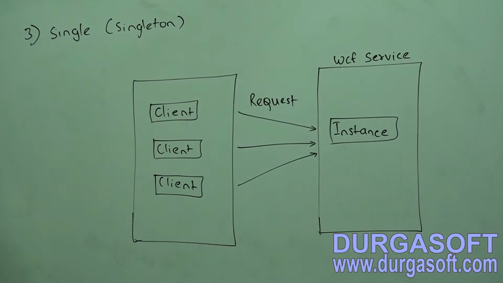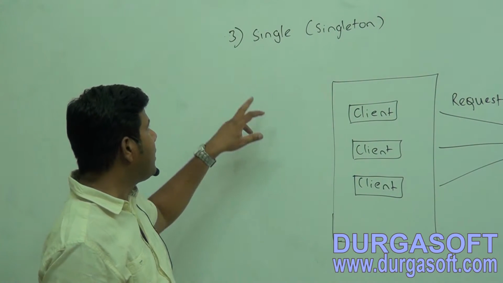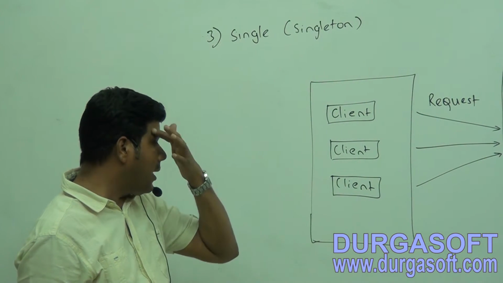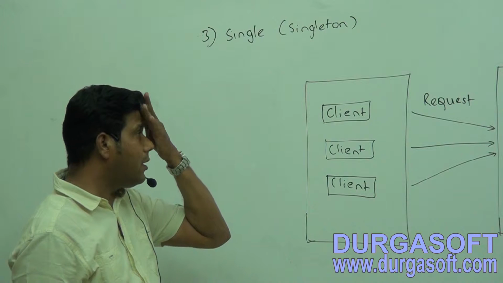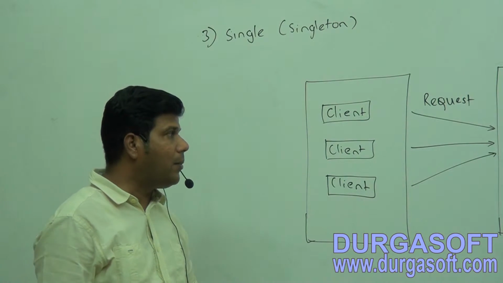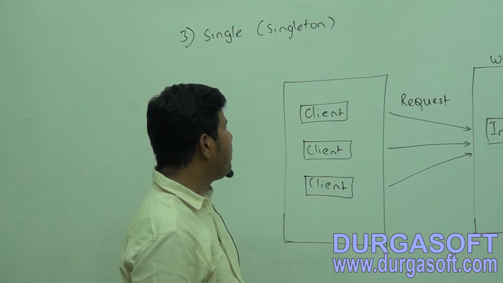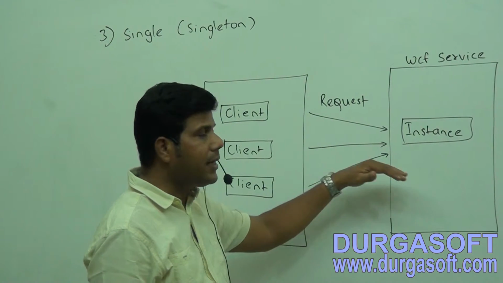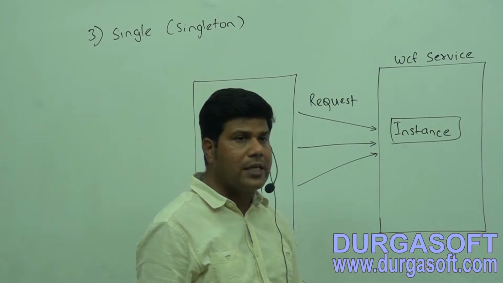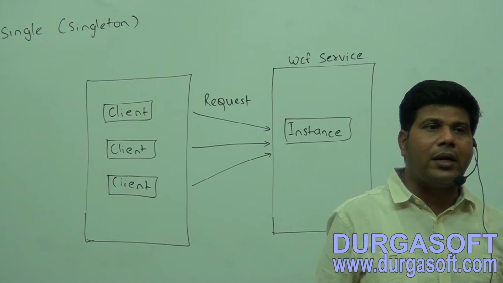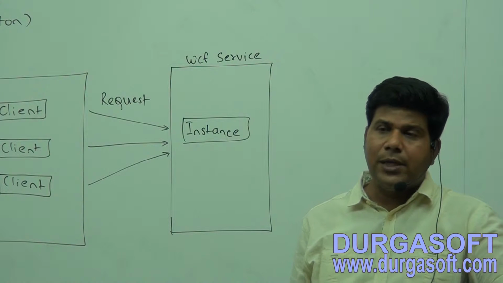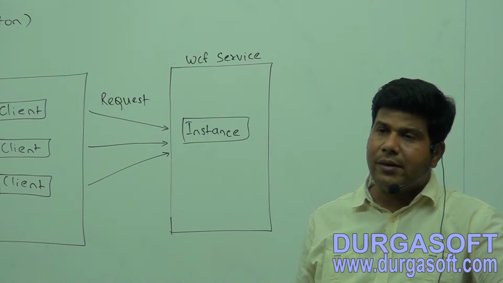Draw the diagram. Listen, in instance management, single is there, we'll call it a singleton. In this diagram you can see 3 clients and one WCF service. If multiple clients are communicating with the service, then for multiple clients only one instance will be used, and that one instance will be used for the next requests and responses between the client and the WCF service.